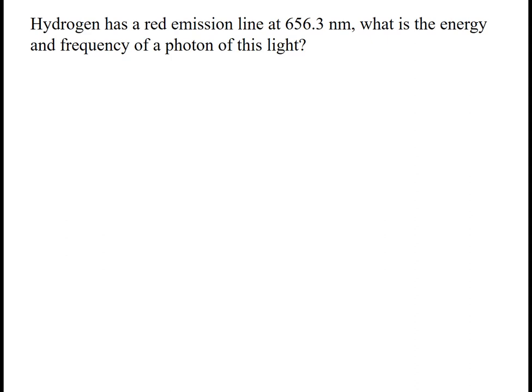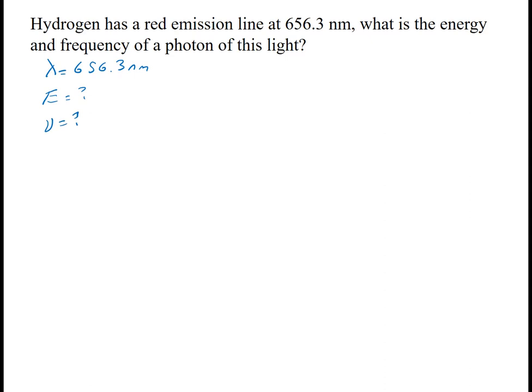Okay, this is the second video of the quantum effects or light as a photon. And we have two more problems to do. In this one it says hydrogen has a red emission line at 656.3 nanometers. So an emission line with a distance means that this is lambda. So my lambda is 656.3 nanometers. It wants to know what is the energy, and it wants to know what is the frequency.